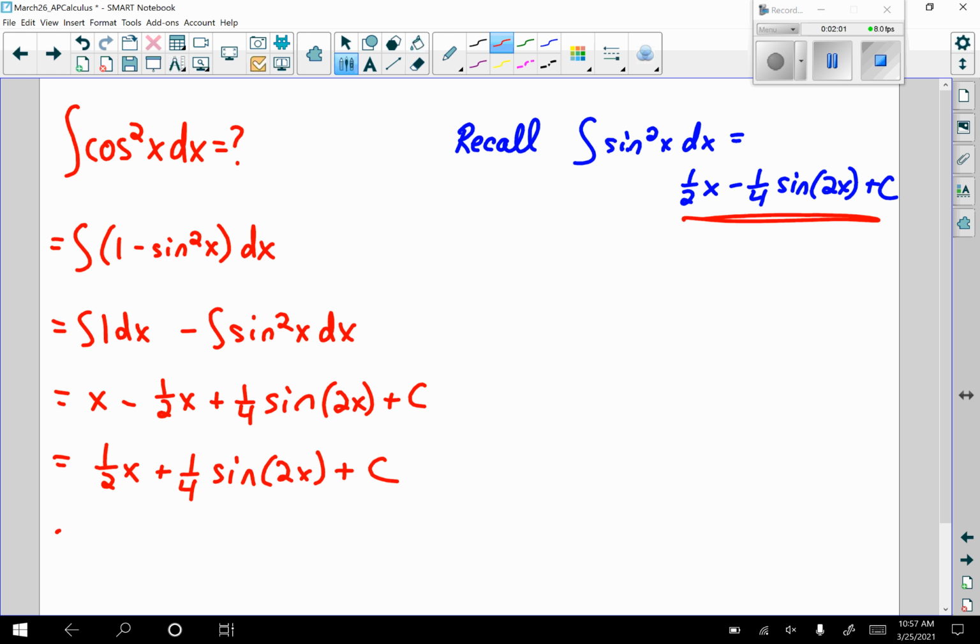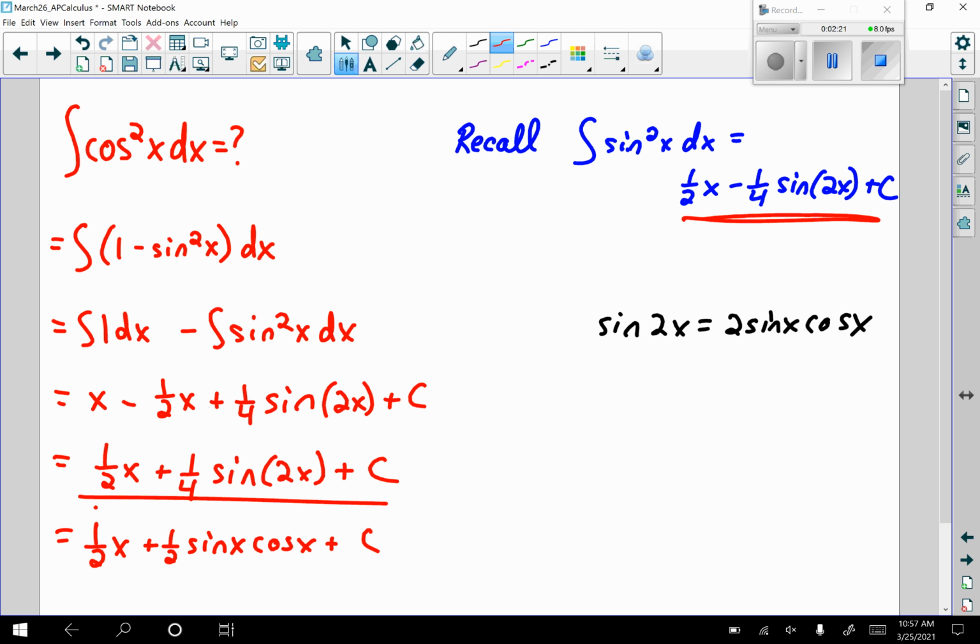Now if you check this on your calculator, just take this identity of sine 2x, so this becomes 1/2 x, and if you recall, sine of 2x is equal to 2 sine x cosine x. So taking a fourth of that, that will just turn into 1/2 sine x cosine x plus c. So this is acceptable, so is this.